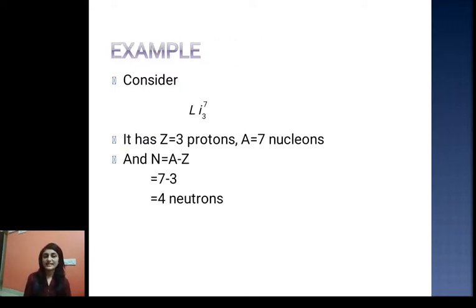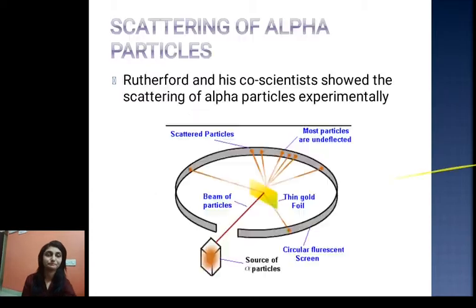Suppose we take the example of lithium 3,7, where 3 is the atomic number, which is equal to the number of protons. So Z equals 3 protons, and the atomic mass number is 7. 7 is the number of nucleons. So N equals A minus Z equals 7 minus 3 equals 4. That is 4 neutrons. So basically the atomic mass number minus the atomic number gives you the number of neutrons.